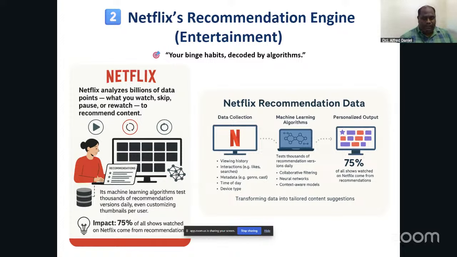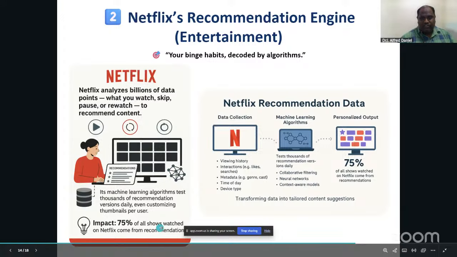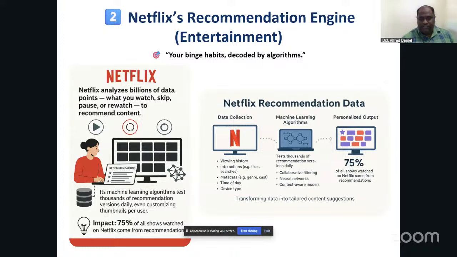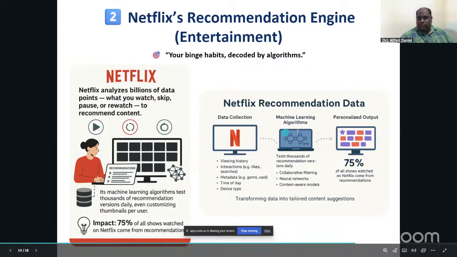So what is the impact? 75% of all shows watched on Netflix come from a recommendation. Fine. So this is the data where 75% of all the shows watched on Netflix are from a recommendation. It has complete detail of what we watch, what we skip, what we pause and rewatch. This is how the Netflix recommendation framework works.